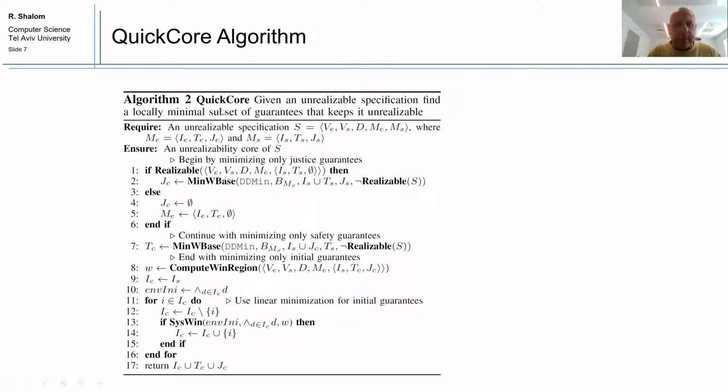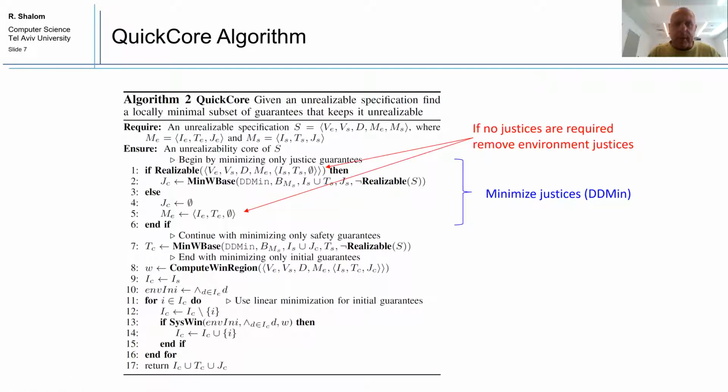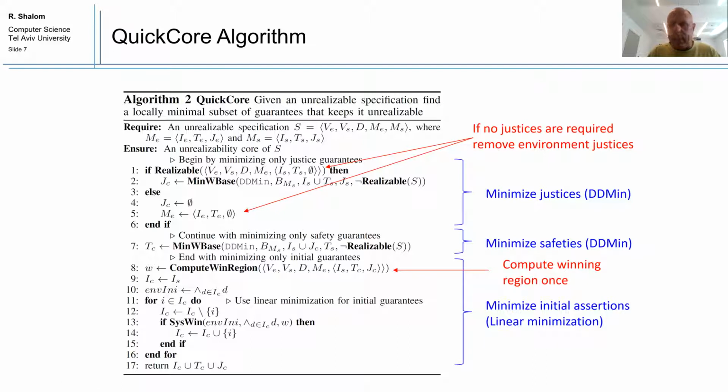This is how it looks like. We have the QuickCore algorithm. It receives a specification, and it provides us a single core of the specification. We first try to minimize the justices with delta debugging, but we first check if no justices are needed. If no justices are needed, we also remove the assumption justices, the environment justices. Then we minimize the safeties also with delta debugging. Then we compute the winning region only once, and we minimize the initial assertions one by one with linear minimization.